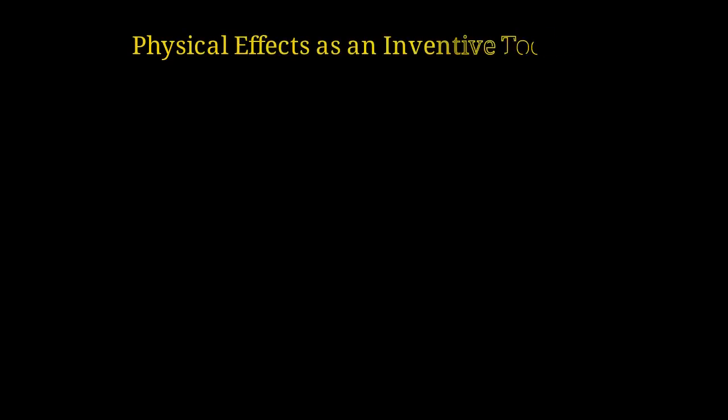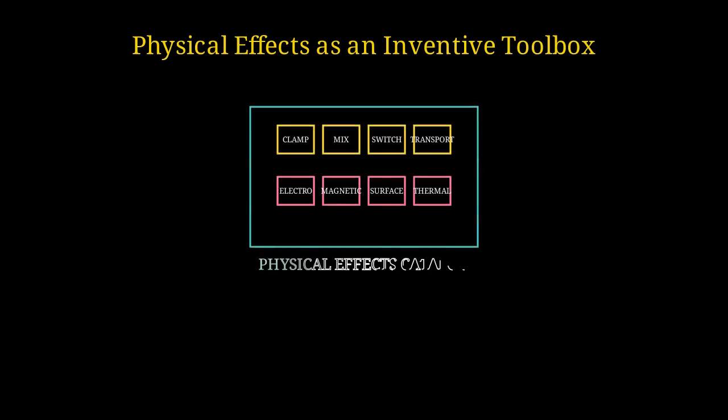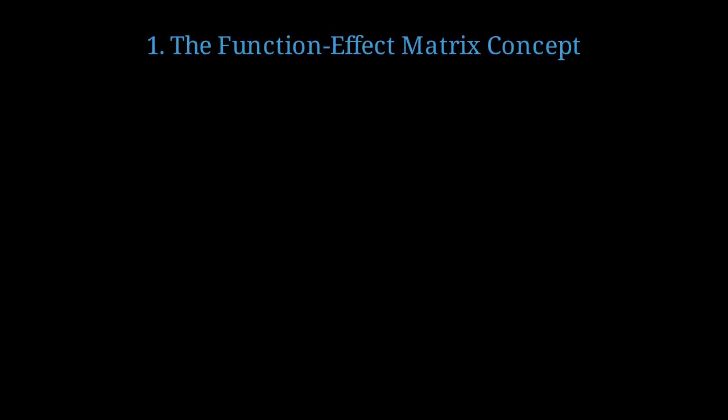Welcome to this lecture on using catalogs of physical effects as an inventive toolbox for engineering innovation. Imagine a catalog where each engineering function can be achieved through multiple physical effects, much like a periodic table of inventive solutions. Let us begin by understanding the function effect matrix, a systematic approach to inventive problem solving.